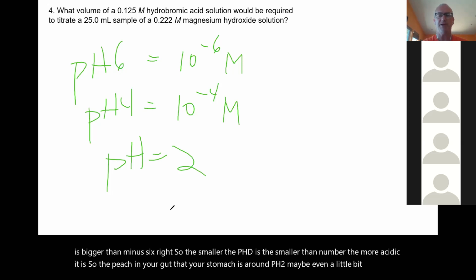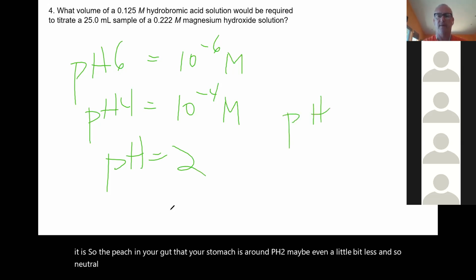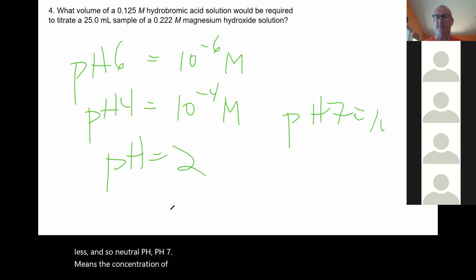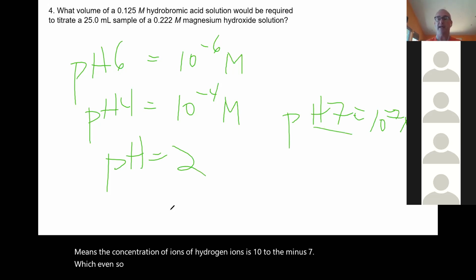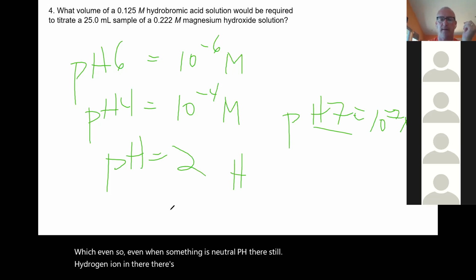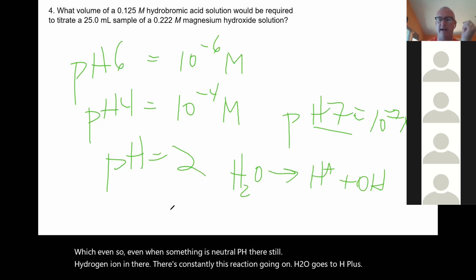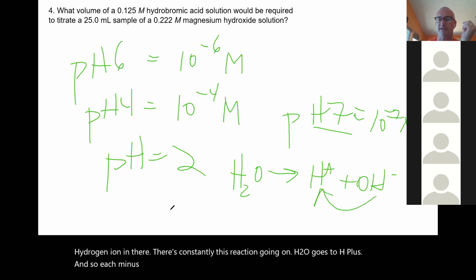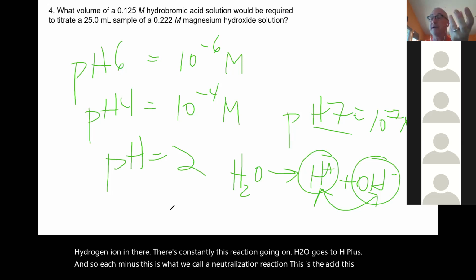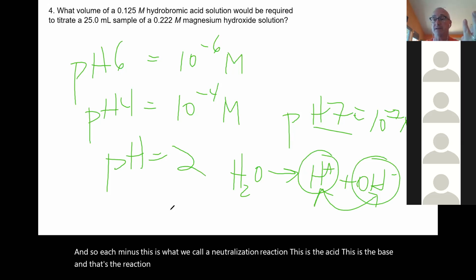And so neutral pH, pH 7, means the concentration of hydrogen ions is 10 to the minus 7. Even when something is neutral pH, there's still hydrogen ion in there. There's constantly this reaction going on. H2O goes to H plus and OH minus. This is what we call a neutralization reaction. This is the acid, this is the base. And that's the reaction we're going to do in this question.